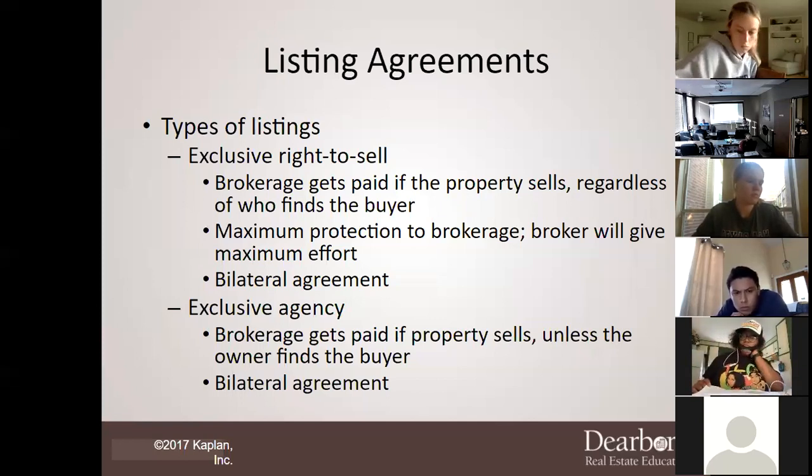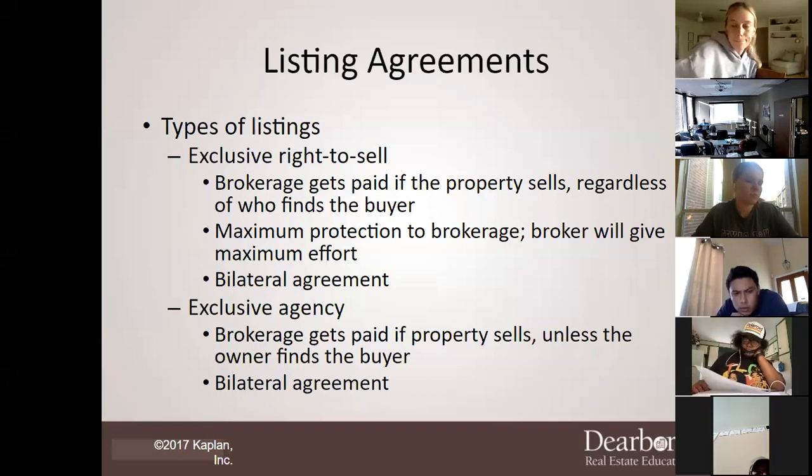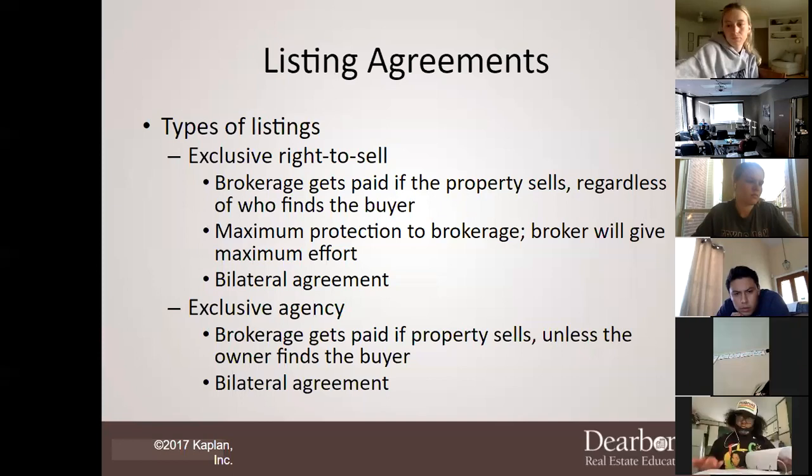So the buyer is not paying, if it's $300,000, they're not paying $300,000 plus $9,000 for 3%. That's not how it works. They're paying their money, and then this other percent is coming from the seller's side. So the buyer never has to pay the commission. It's always the seller that does so.